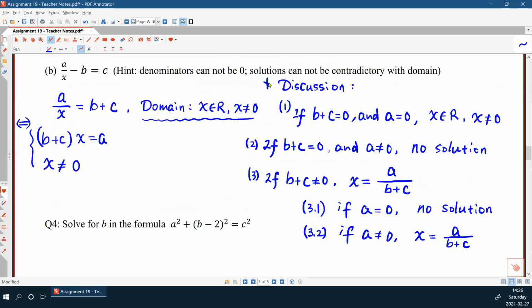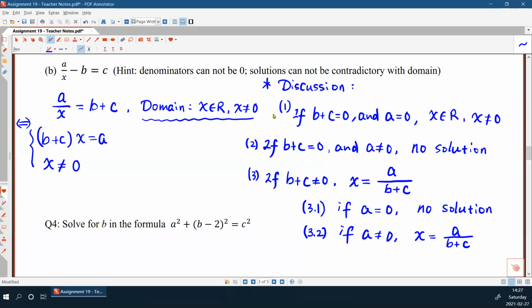So this is very important. If a, b, c are concrete numbers, it is very easy to solve this actually. But if they are just letters, you need to discuss if the denominators are zeros or not. Do you understand?